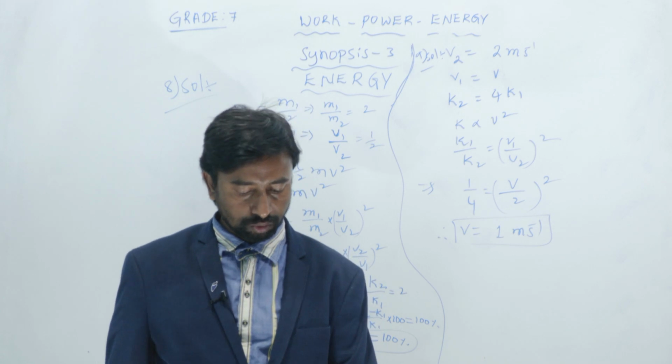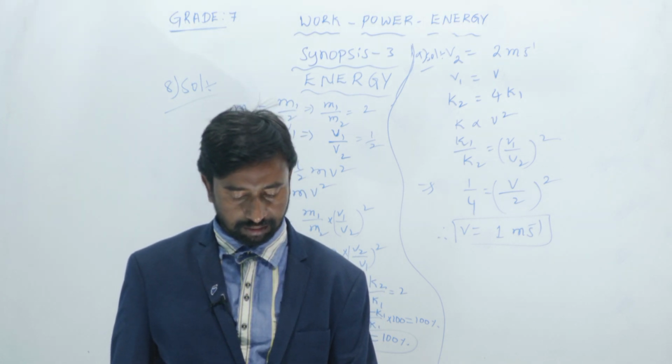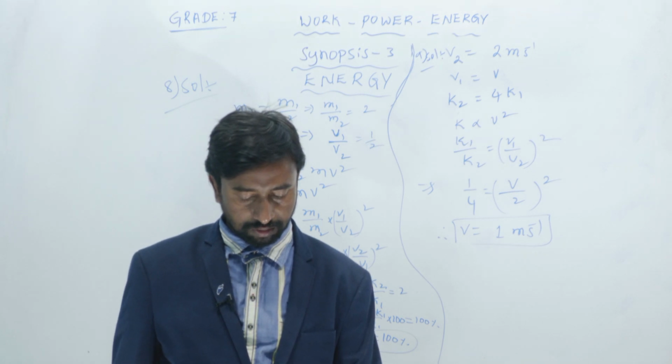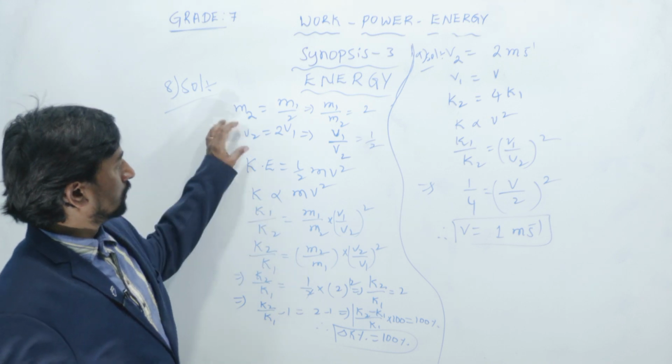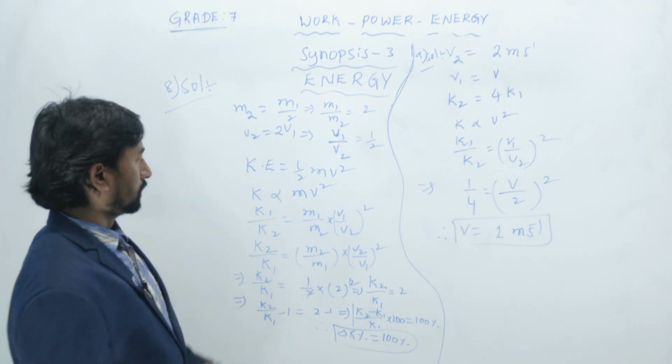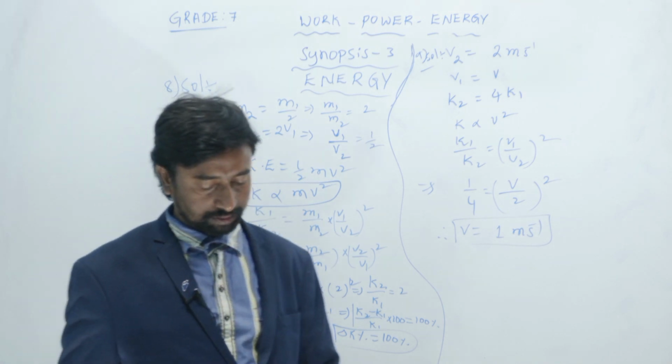The 10th one is given here: two bodies A and B have masses in the ratio 3:1, and kinetic energies in the ratio 3:1. For the velocity, the same formula we can use here. So by using this formula, you do it there. The 10th one you can do as homework.